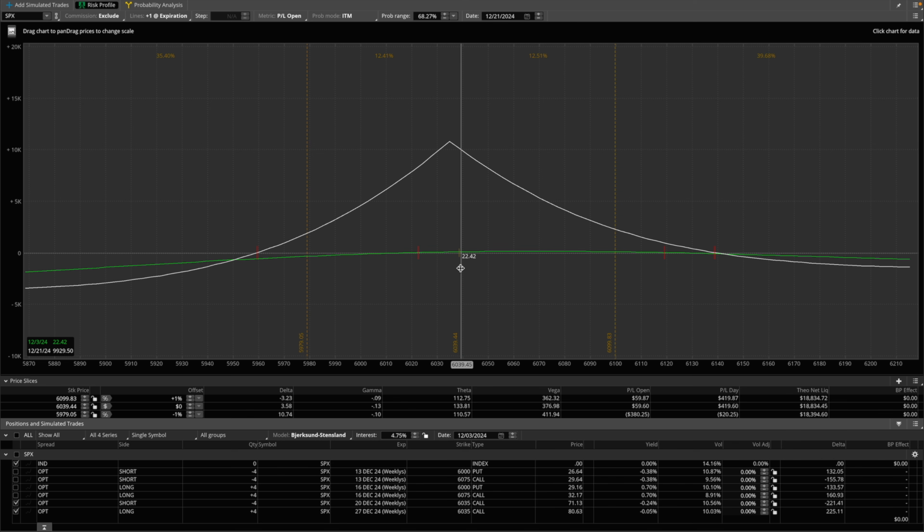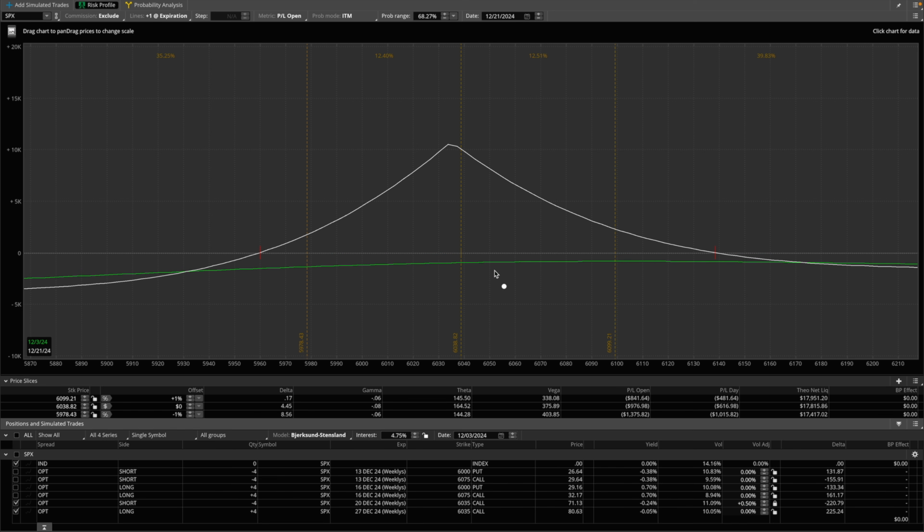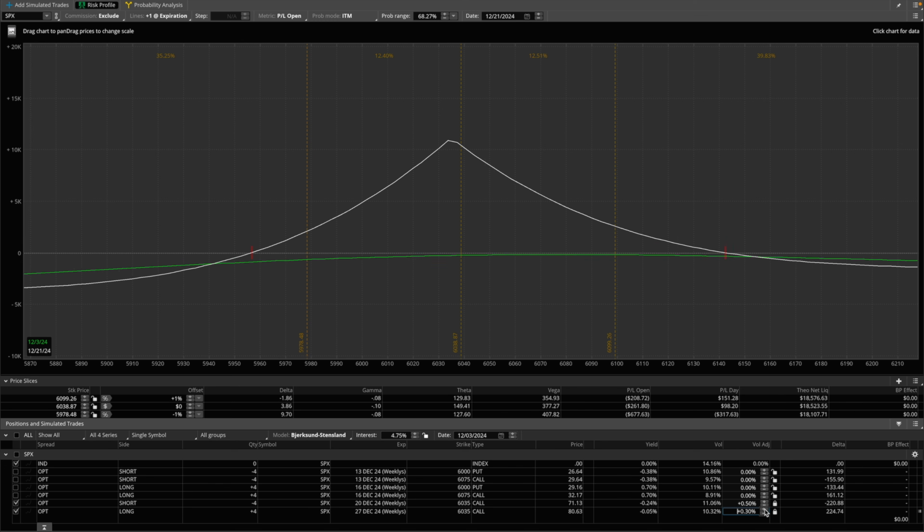But let's just say the market was to stay exactly where it is, but the implied volatility for the December 20th expiration was to increase. That would actually have a negative impact on this calendar. Now, this is highly unlikely to happen, that the market will just stay in place and implied volatility would increase for one expiration without increasing for the other one.